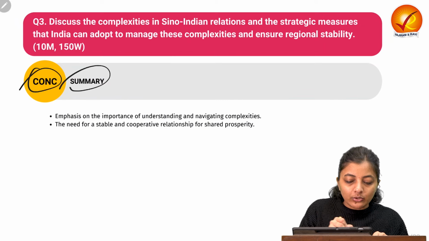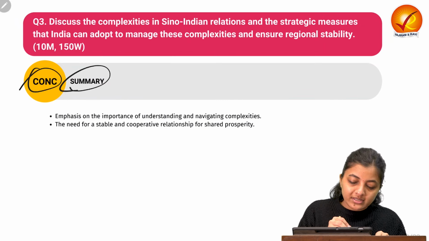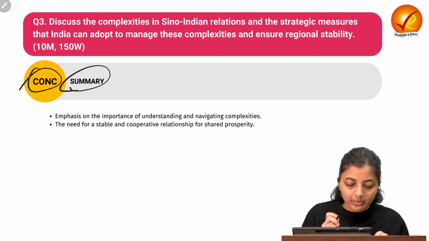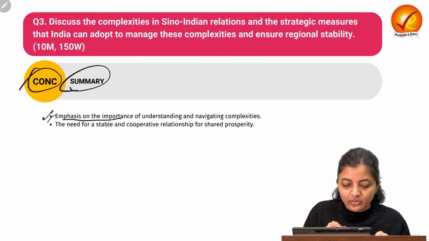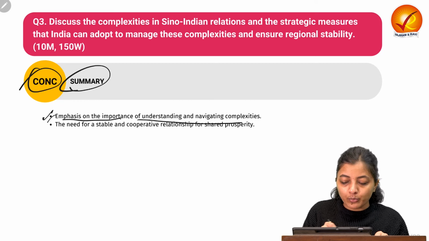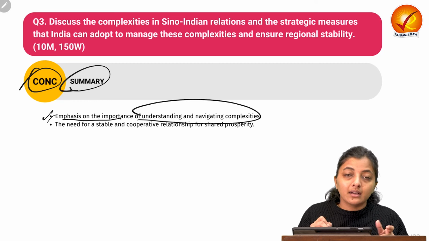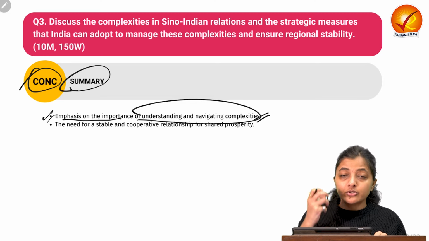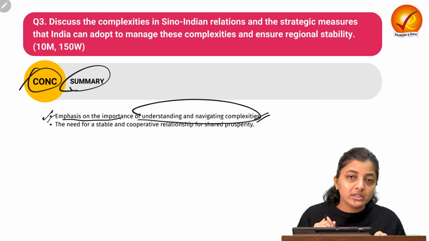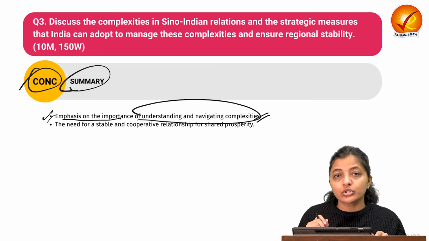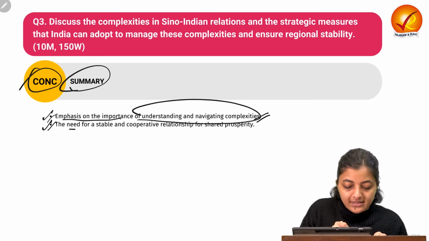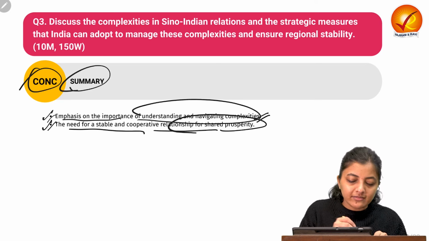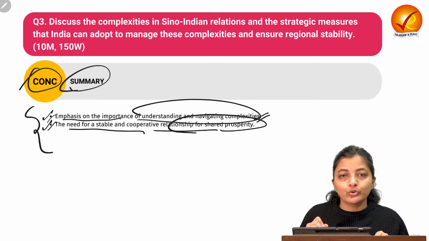Finally, coming to the conclusion. In conclusion, we can write a summary, because we have majorly dealt with it in the main body part. What can we write? We can put some emphasis on the importance of understanding and navigating through all these complexities so as to ensure trust and stability in South Asia, the Indo-Pacific region and the Indian Ocean region as well. And there is a need for stable and cooperative relations for shared prosperity. This way also you can write this conclusion.